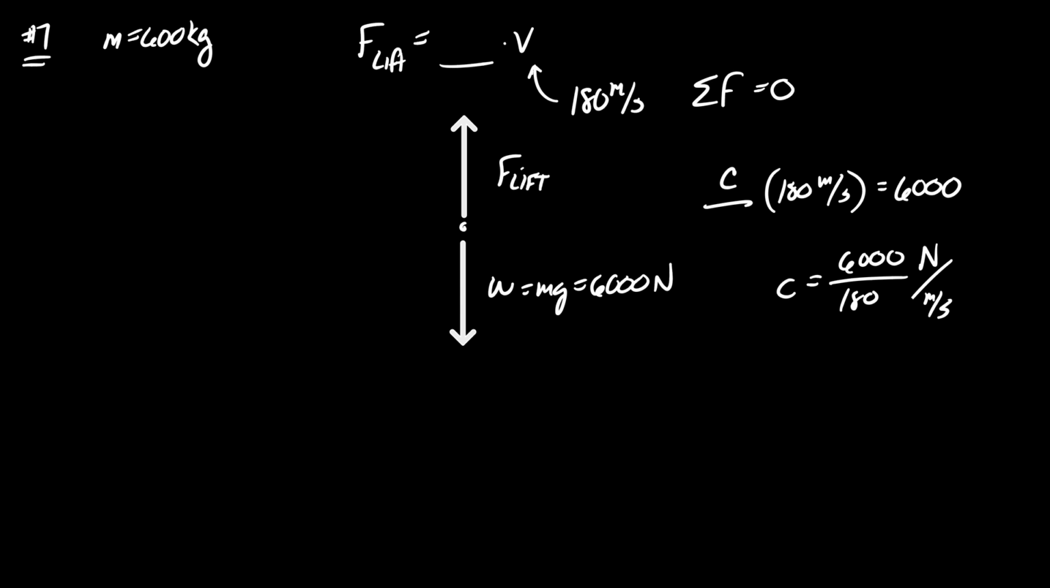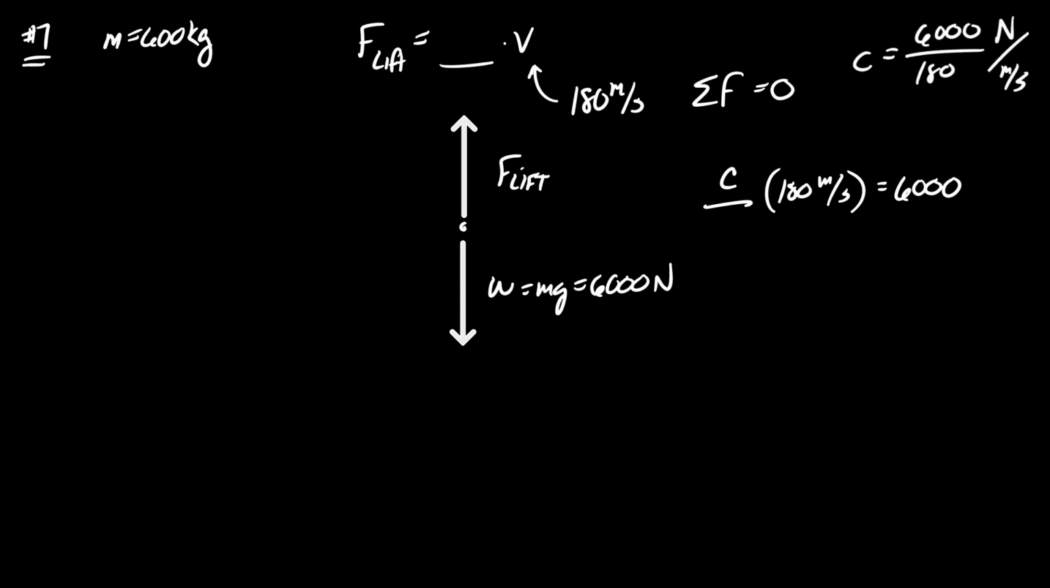What speed would be necessary for the plane to begin to ascend at a rate of 2 meters per second squared? Well, if I want to ascend at 2 meters per second squared, then I want the net force to not be 0, but to be ma. I'm thinking the plane will have to go a little bit faster. Let's find out how fast.